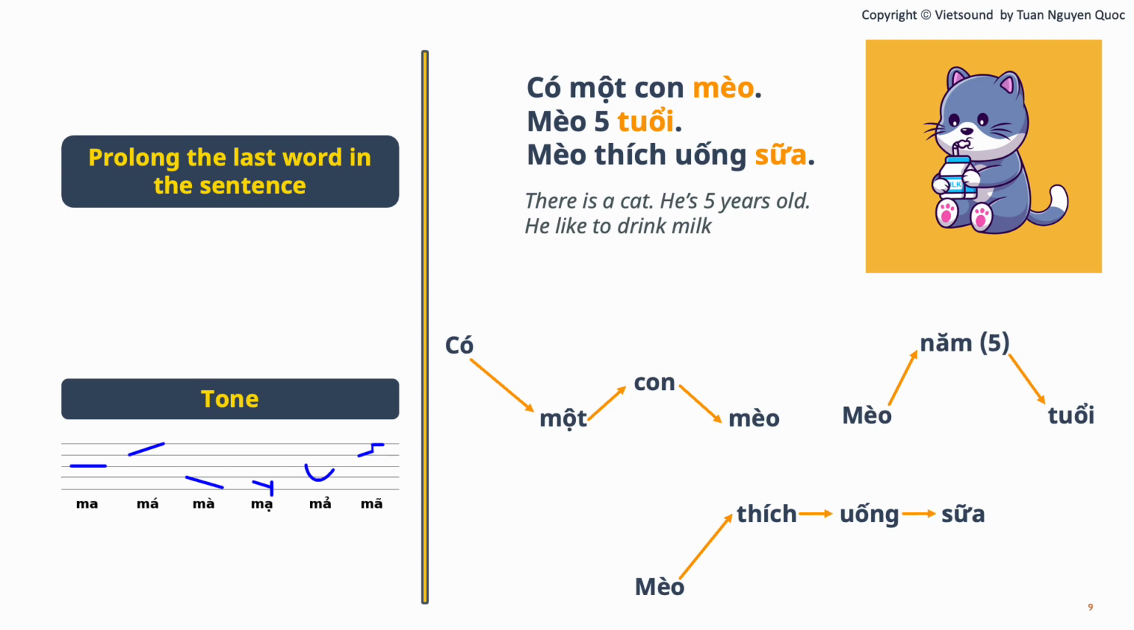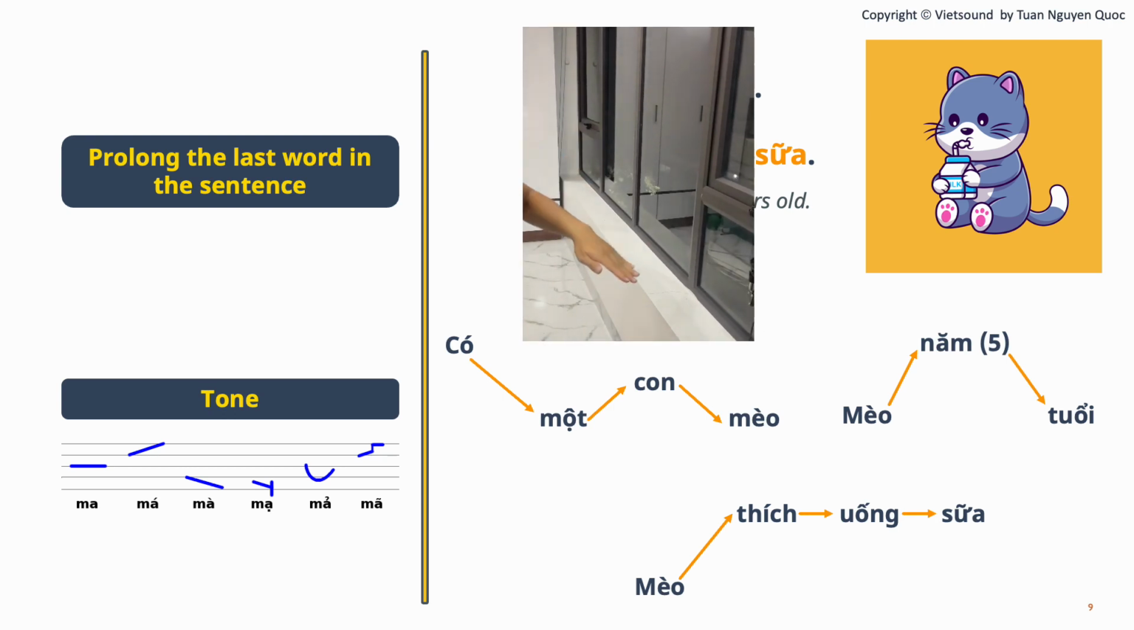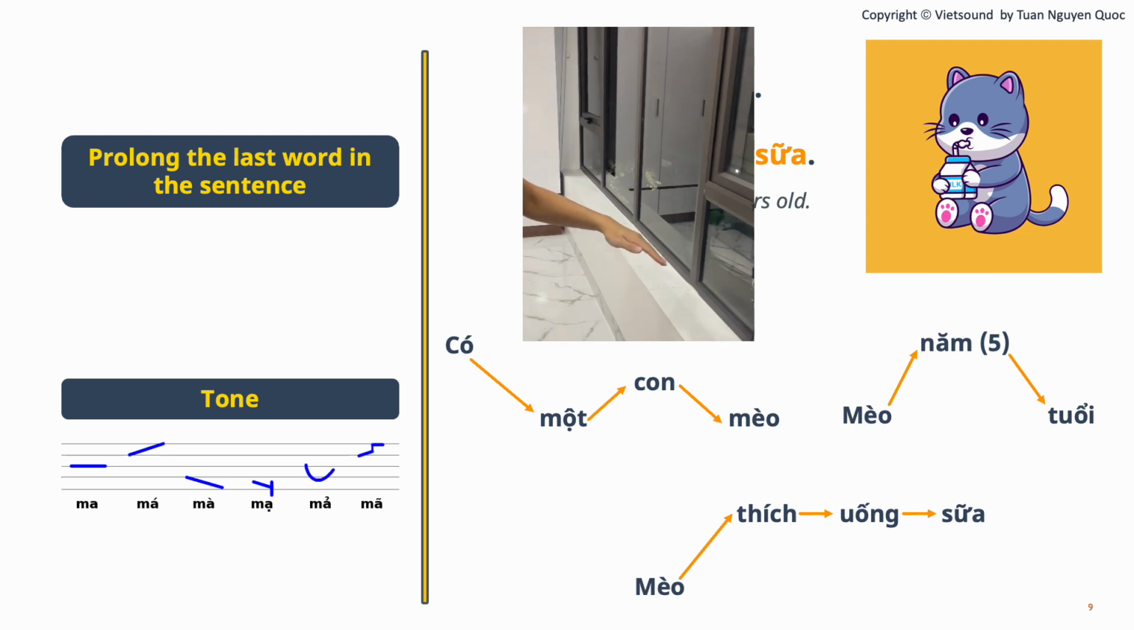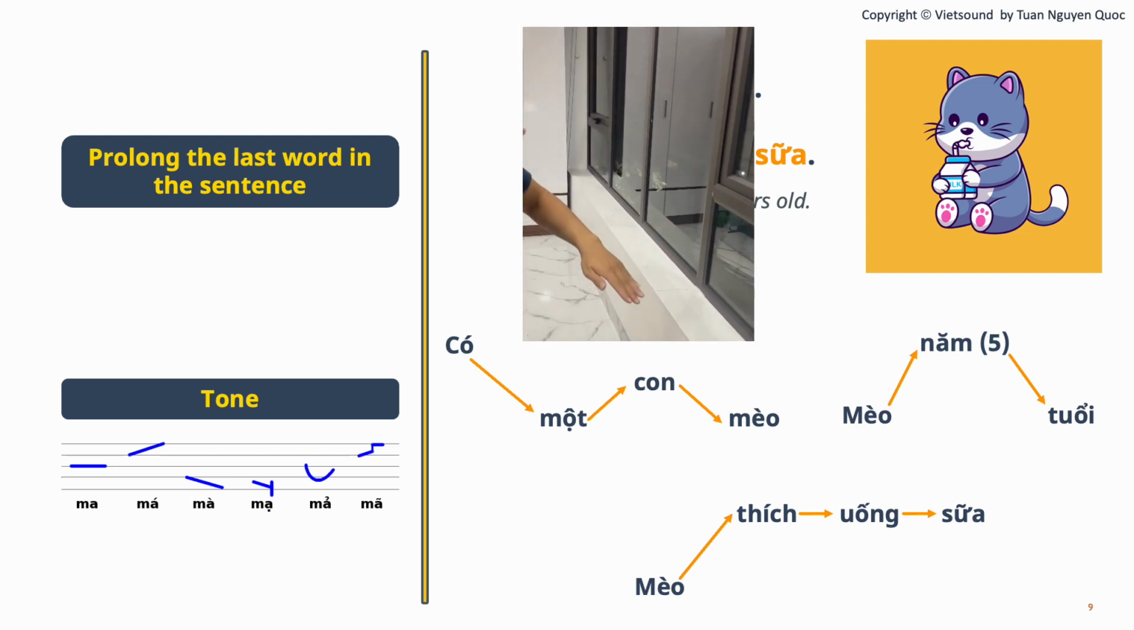So you can hear that. Sometimes I raise my voice with the high tone, and sometimes I have to make my voice a little bit lower with the low tone. My advice for you is when you speak Vietnamese, you can do some movements like body language, like my students often do. Có một con mèo, mèo 5 tuổi, mèo thích uống sữa. I hope that it can help you a lot.